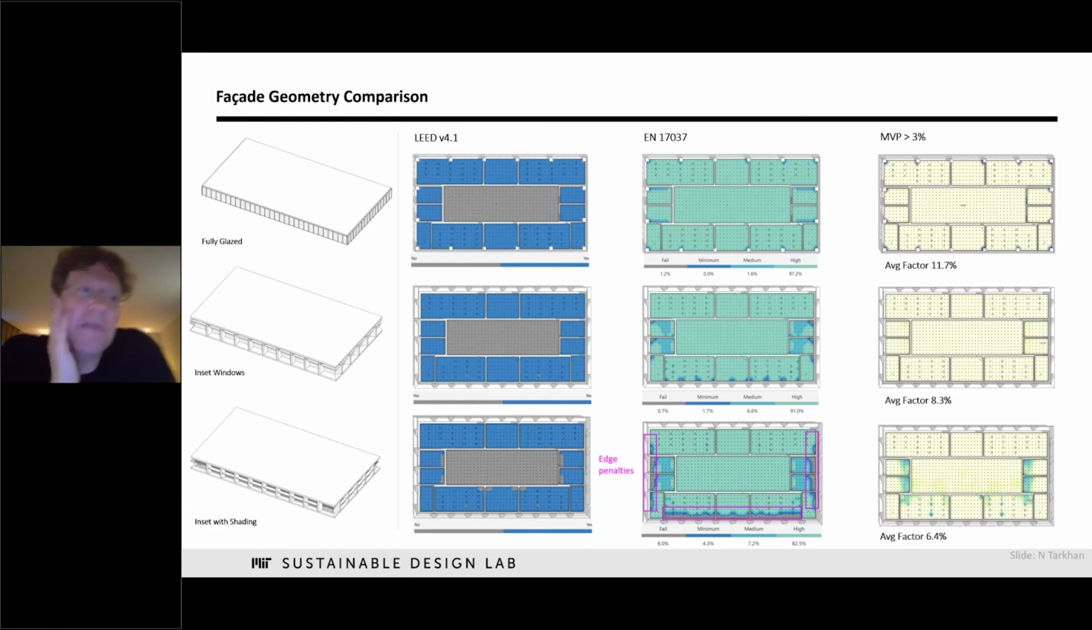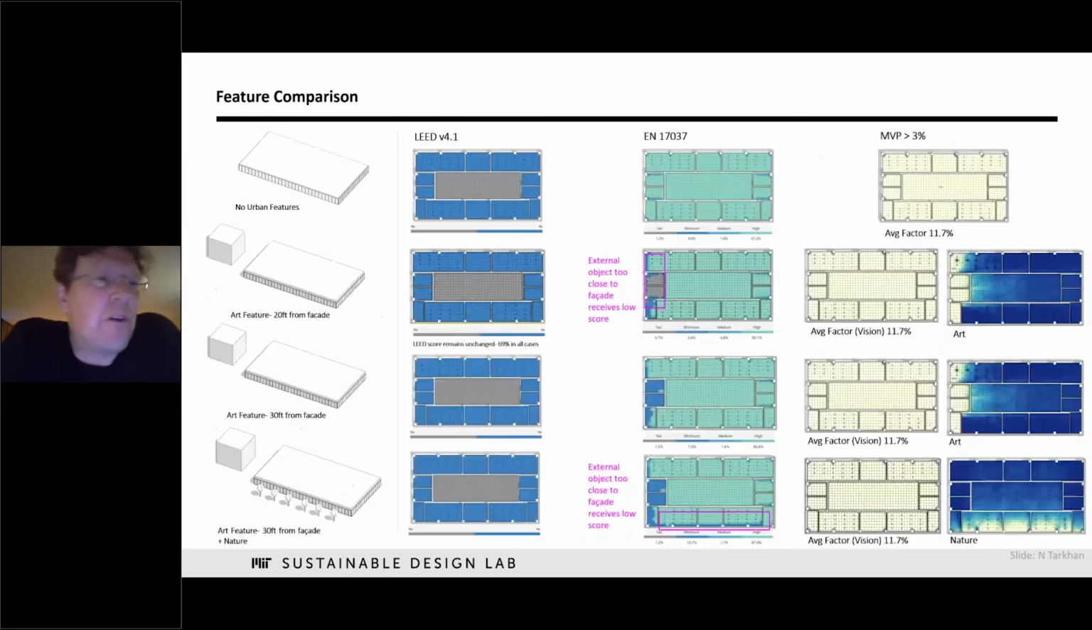Now, if we are going to add outside urban objects, what we see basically, in the top one we first have the same result as before. There are no urban features. Once you start adding a piece of art very close to the window, less than 20 feet, further than 20 feet, and here we are adding art and trees, then you see, again, LEED doesn't react at all. Everything is the same, all is a view.